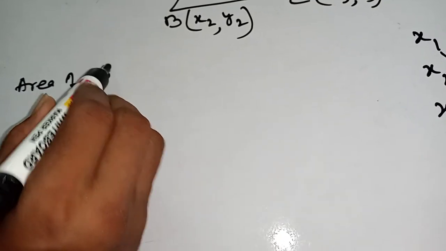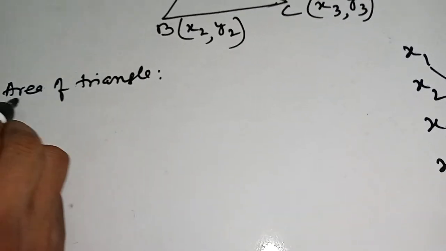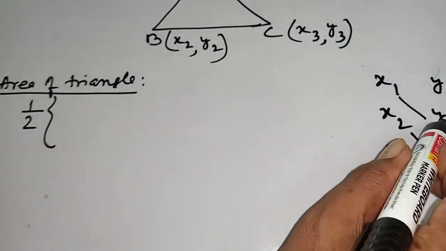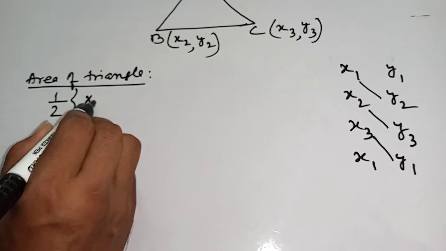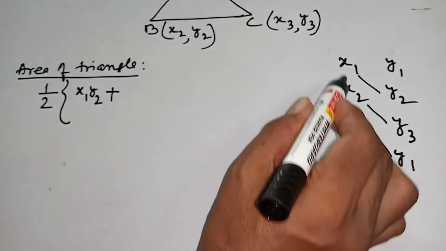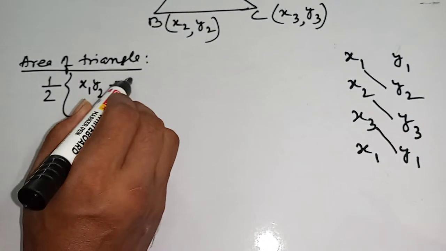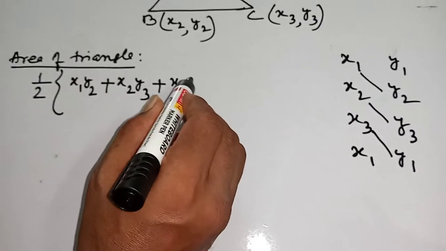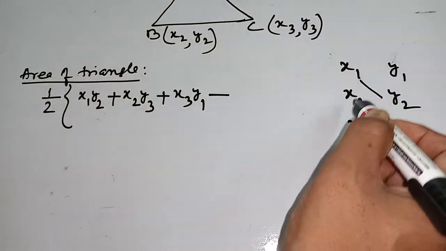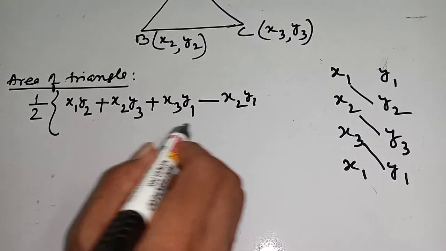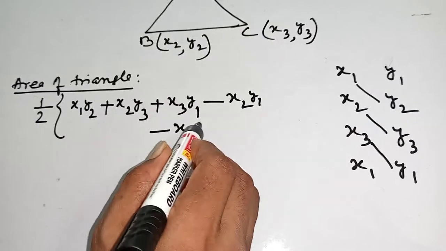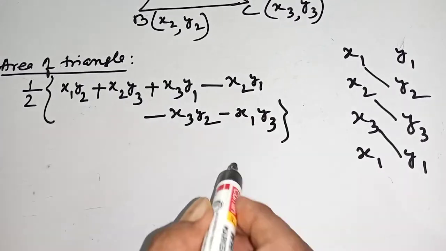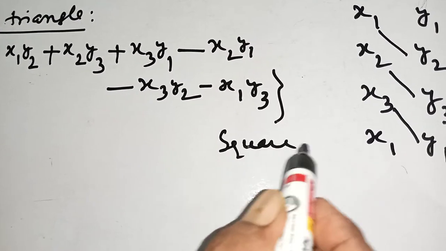Area of triangle equals 1 by 2, single bracket, this into this, x1 into y2, plus this into this, plus this into this, x2 into y3, plus this into this, x3 y1. Now minus this into this, x2 y1, minus this into this, x3 y2, minus x1 y3. This square unit.